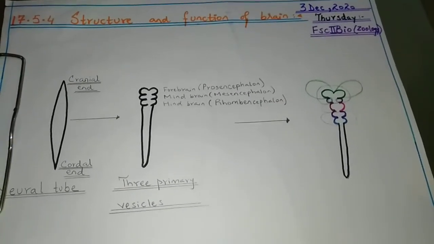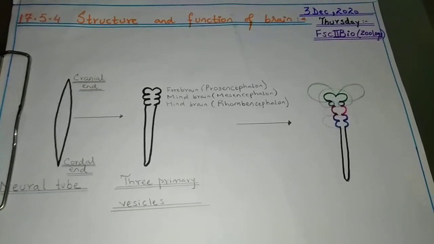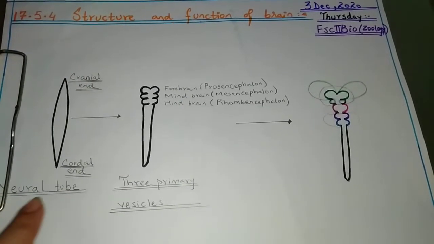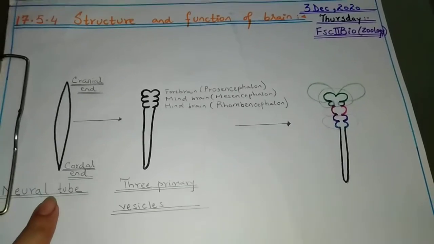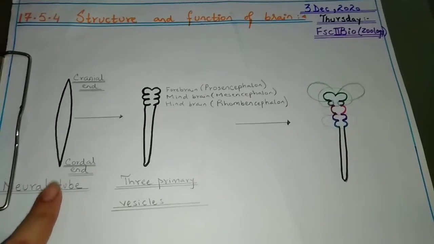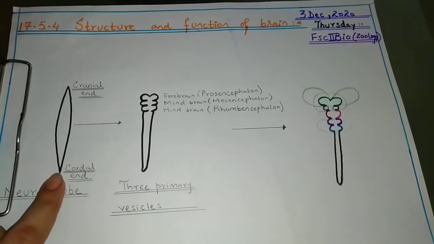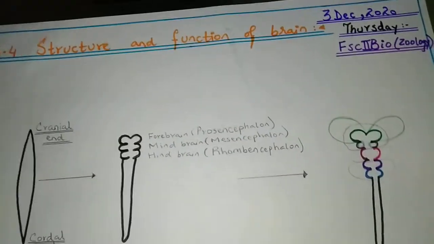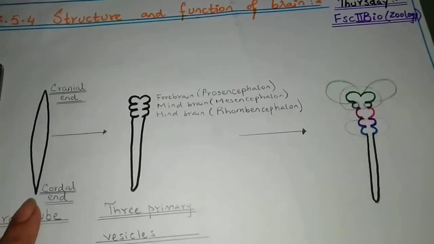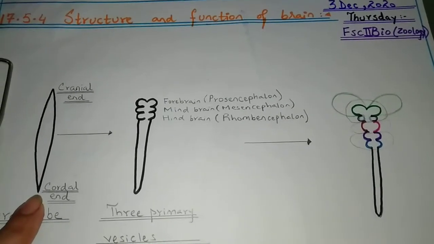The topic today is structure and function of brain, and here, as you can see, it is a neural tube. What is a neural tube? Actually, during the formation of the nervous system in embryological development, first there is a neural tube. This neural tube is formed during embryological development inside the mother's body.